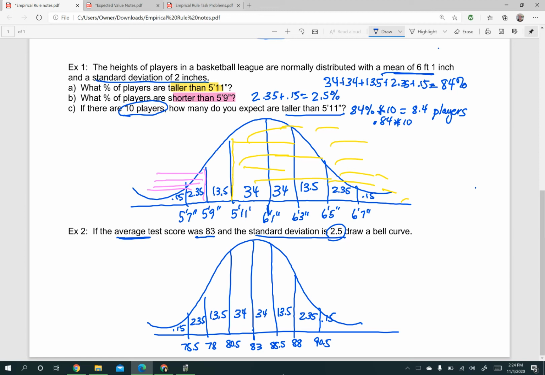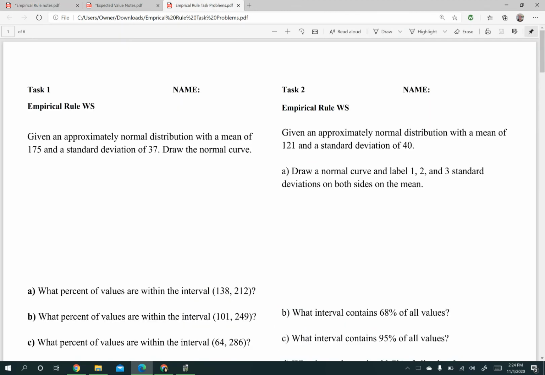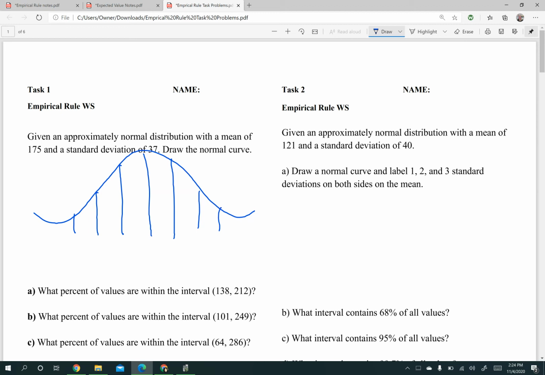Now, let's look at your homework problems because I want to do 2 more with you just in case. Okay. So it says, give an approximately normal distribution with a mean of 175 and a standard deviation of 37. It says, draw the normal curve. So we should draw the curve. And if you don't want to always draw a curve, you could just draw it as a number line. I'll draw it as a number line on this problem over here.